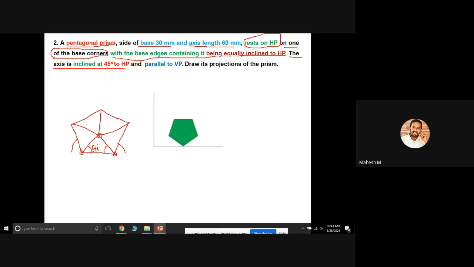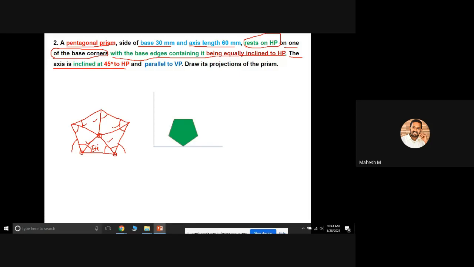There is a method to check whether you have drawn it correctly or not. That is, the length of these 5 lines should be equal. And the angle of each and every line should be 54 degrees. So this angle and this angle and this angle and this one and this one, all the angles should be 54 degrees. Okay, now I think everyone understands this condition. Is there any doubt?